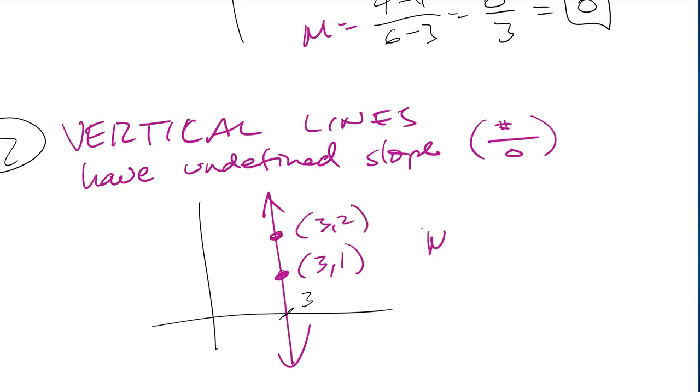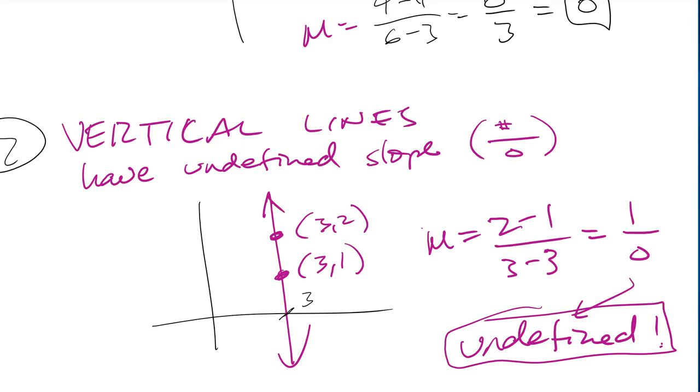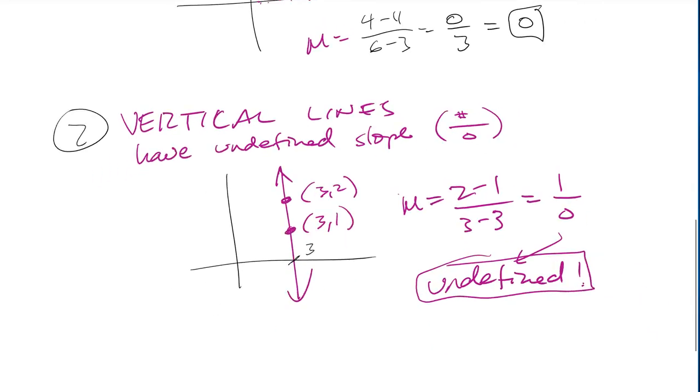So let's say one of the points is (3, 1), and then another point is (3, 2). So the slope here is 2 minus 1, it's the difference in the y's, over the difference in the x's. And so this is 1 over 0, and this is undefined. Undefined. All right, so when the denominator is 0, the fraction's undefined, and so vertical lines have undefined slope. And there you have it.